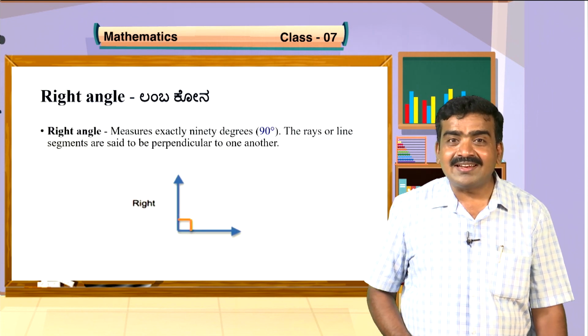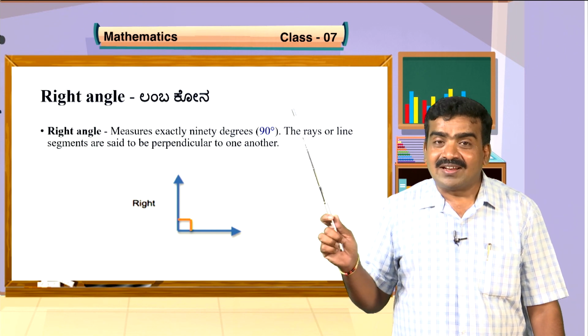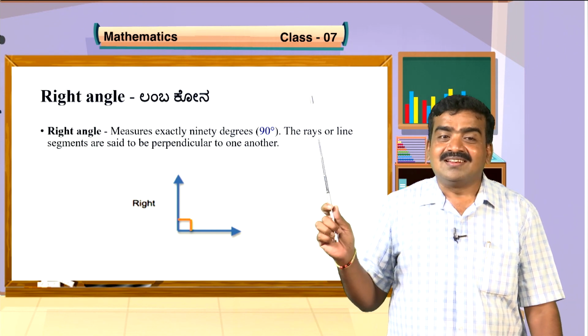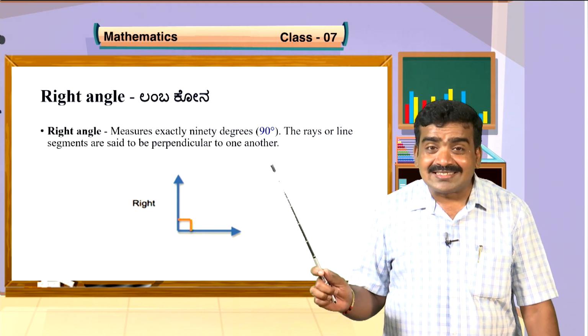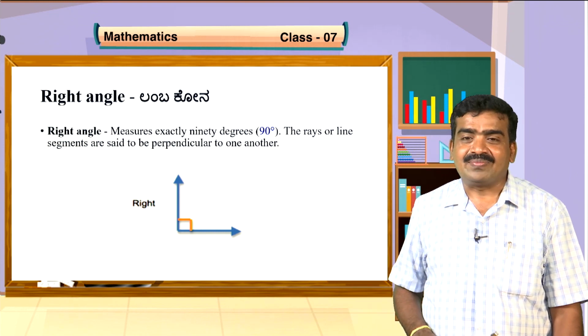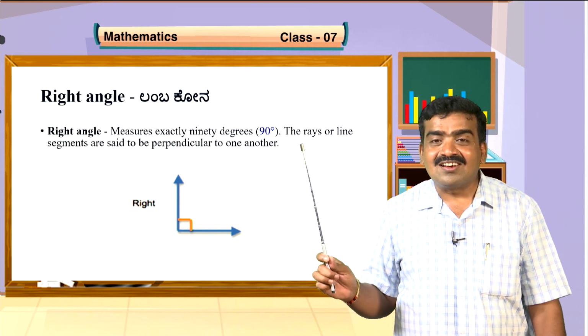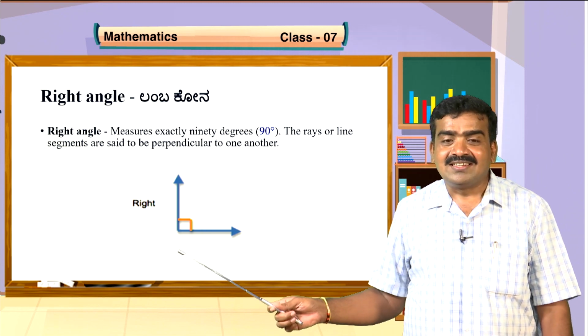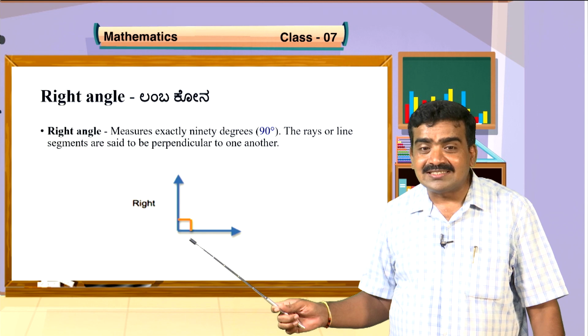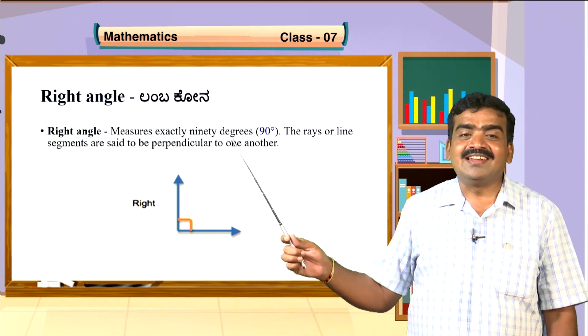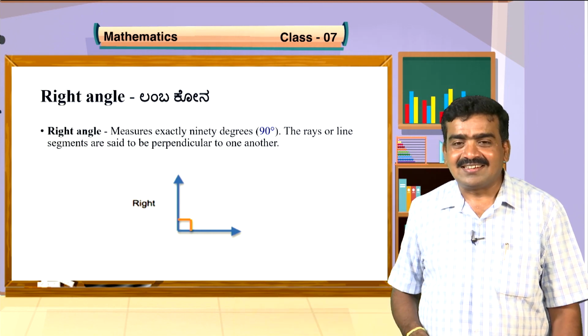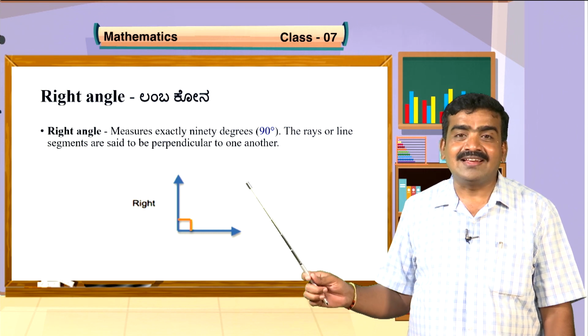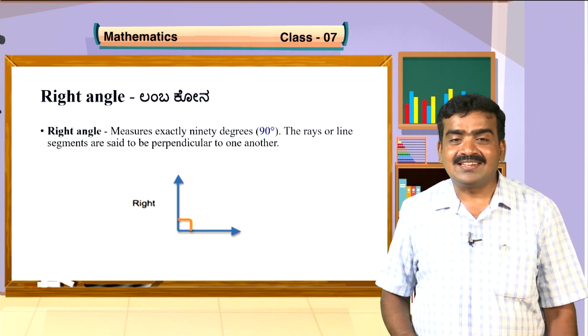Then what is meant by right angle? Yes, you are right. A right angle measures exactly 90 degree, and the lines or the rays are perpendicular to one another like this. If the angle between two rays or line segments is 90 degree, then it is called a right angle. The measurement of the angle is exactly 90 degree.